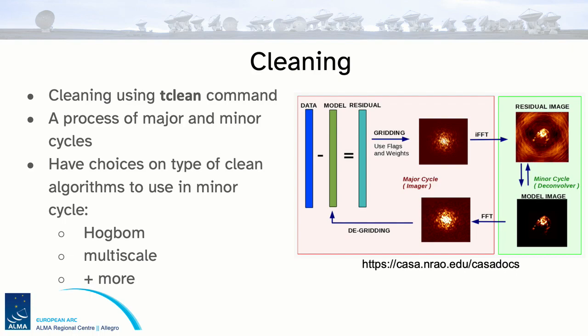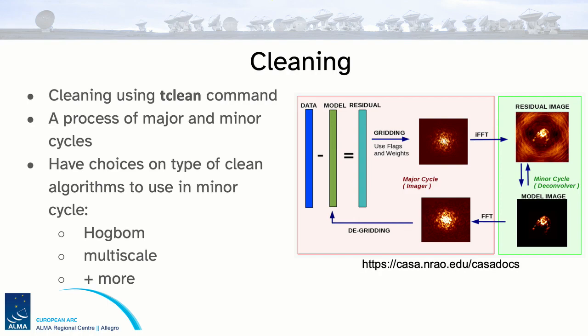At this stage, we are ready to move on to cleaning our dirty image. Cleaning is one approach to deconvolving the PSF of the telescope from your interferometric data and recovering the sky signal of your source. Cleaning in CASA is done with the tclean command through iterations of major and minor cycles, and deconvolution is occurring within the minor cycle in the image plane.